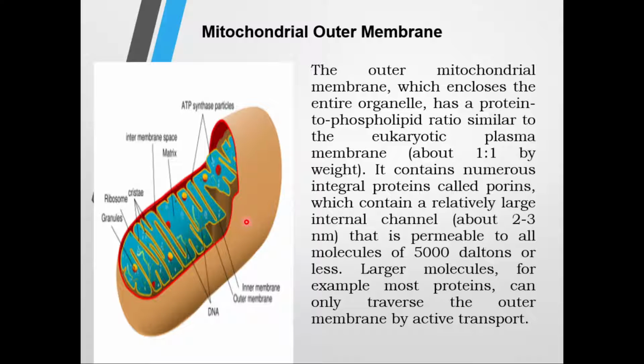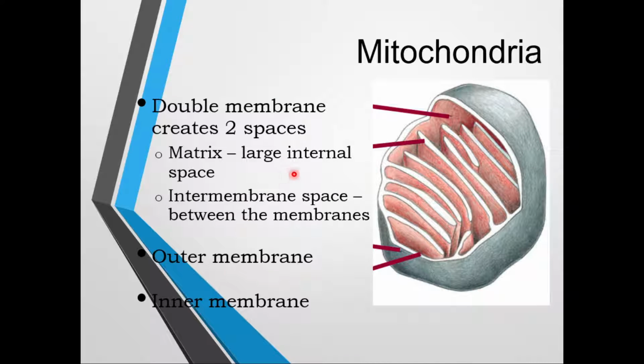Functions as active transporters here. Now see here, mitochondria again, double membrane creates two spaces. ये जो double membrane है, again this is outer membrane, this is inner membrane. So ये दोनों membrane के बीच का space है, ये create करता है दो spaces को.